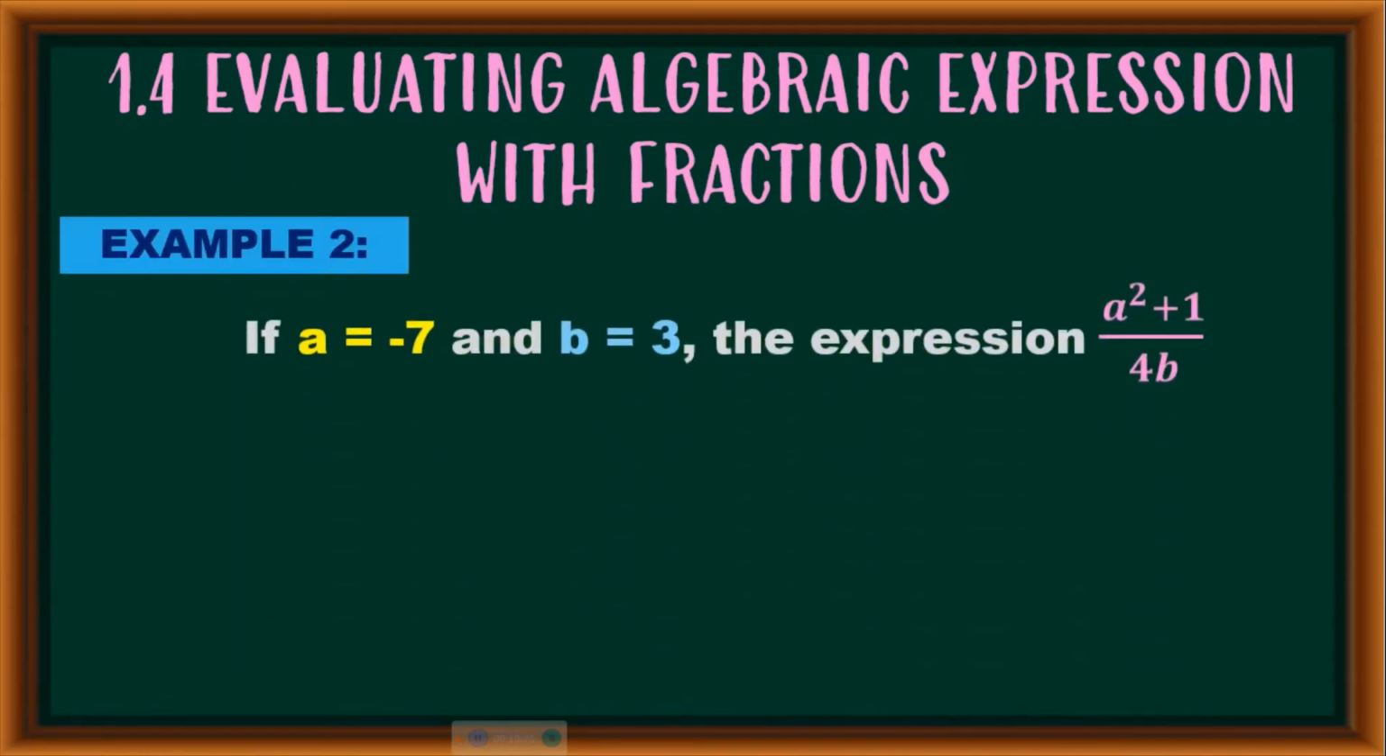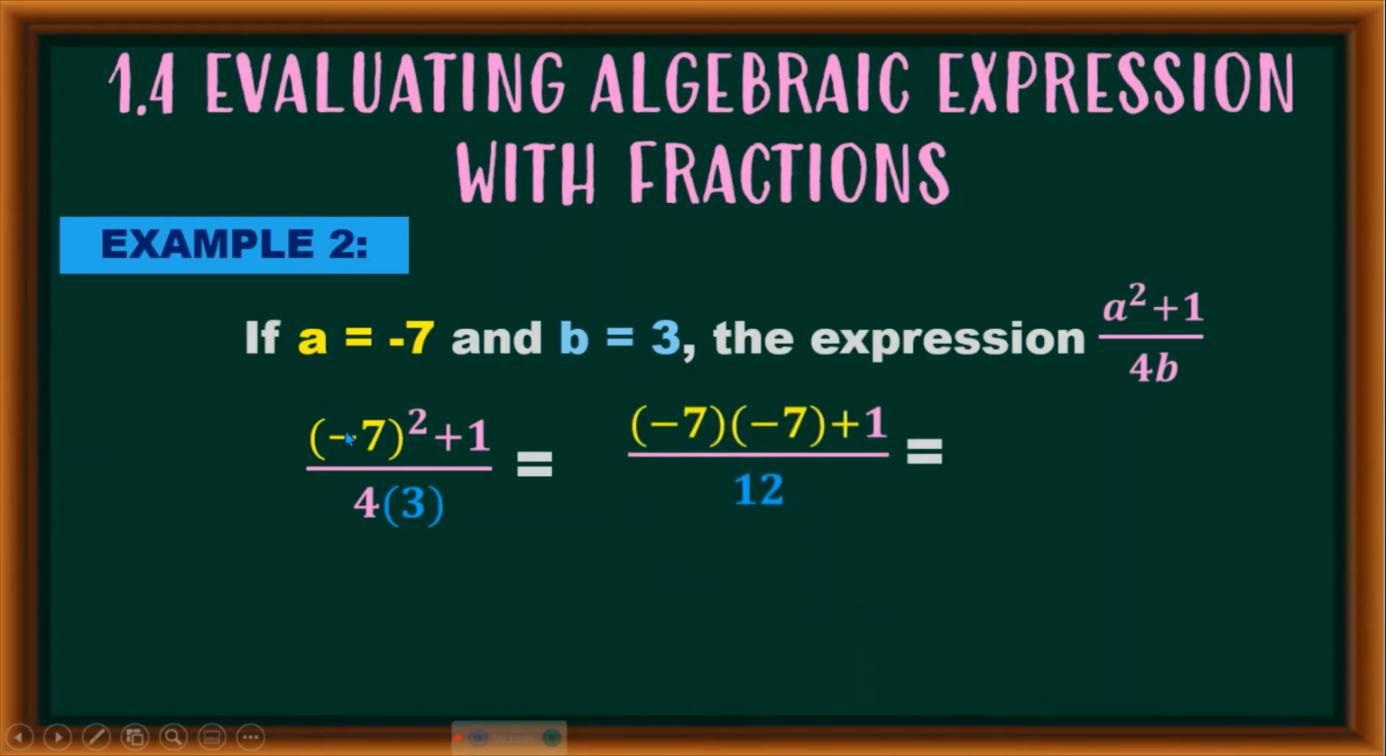Next one, if A is equal to negative 7, and then B is equal to 3, the expression is A squared plus 1 over 4B. So, yung A, we will substitute the negative 7. And then yung B, we will substitute the positive 3. Ngayon, since may exponent siya, 2 yung exponent niya, kaya dalawang beses din i-multiply negative 7. And then 4 times 3 is 12. Then negative 7 times negative 7, that is 49 plus 1 over 12. That is 49 plus 1 is 50 over 12.